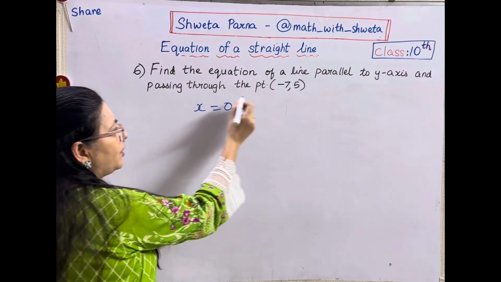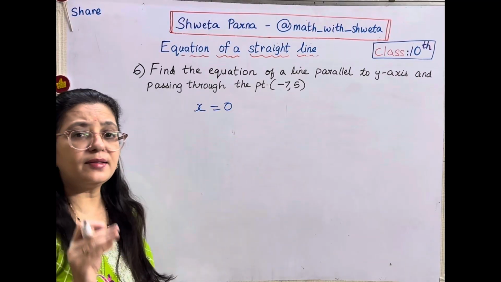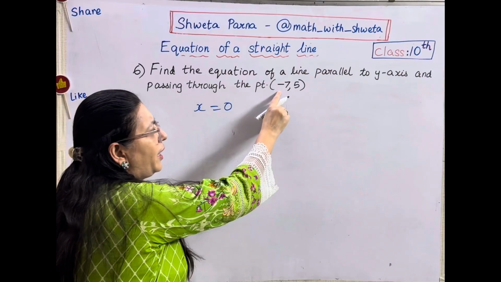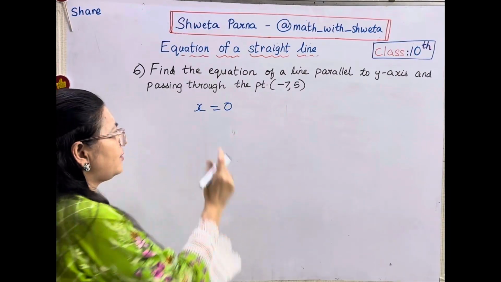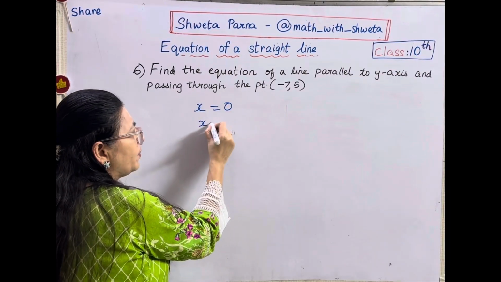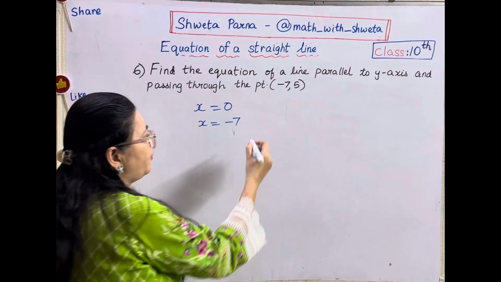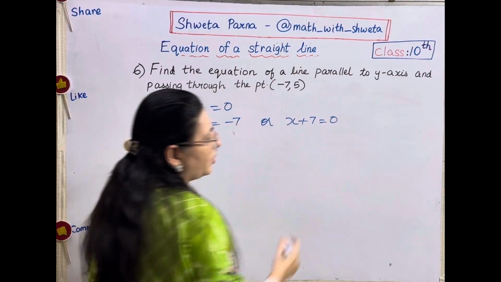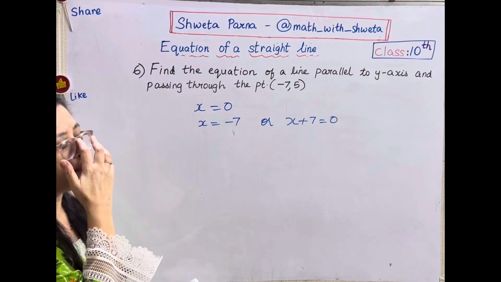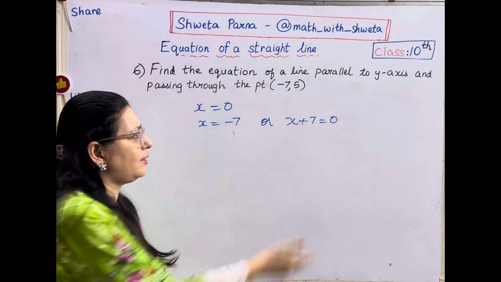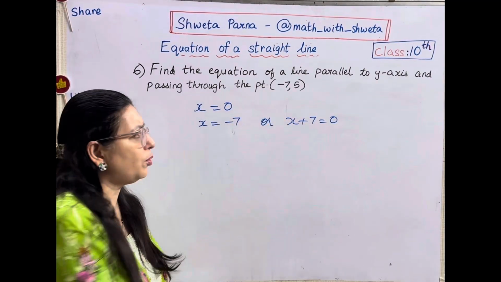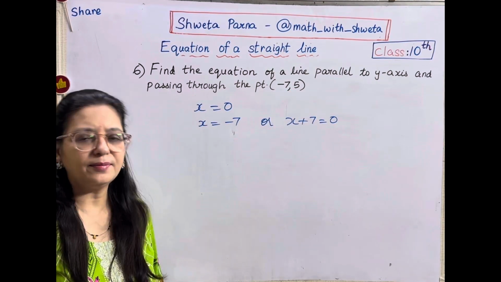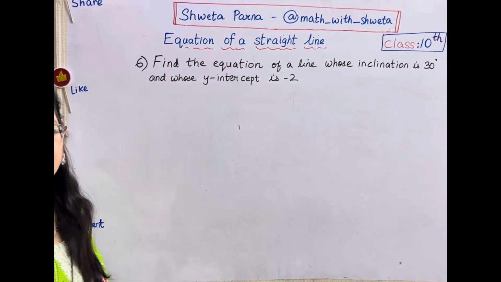And it is passing through the point minus 7, 5. So, when it is passing through the point this, what is the x coordinate? It is minus 7. So, the equation would be x is equal to minus 7, or we can write x plus 7 is equal to 0. Whenever the lines are parallel to y-axis or x-axis and a coordinate is given to you, you can make use of this coordinate to write the equation.